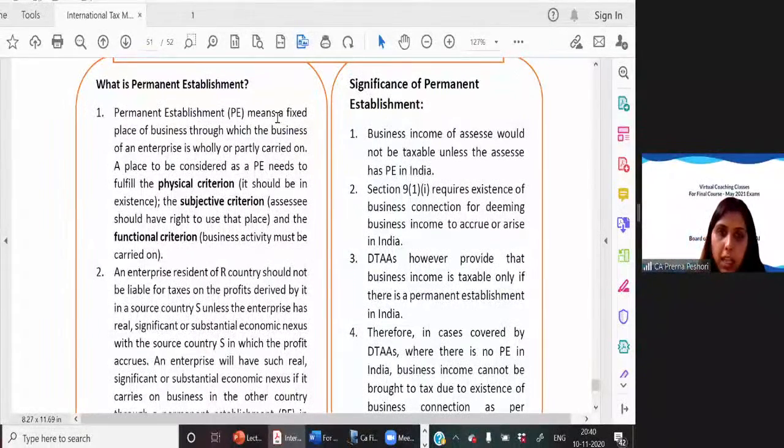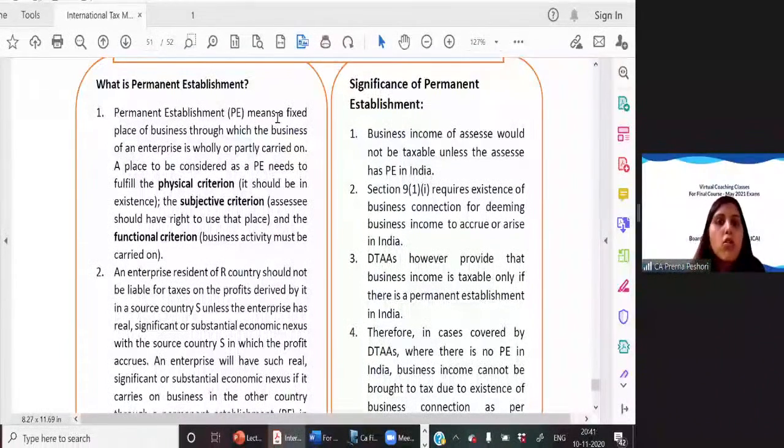Now, once you have a PE, then in that case, the profits attributable to PE are taxed in India. Similarly, you remember under section 9(1), I said only the profit attributable to operations carried out in India will be taxable when business connection is constituted. Similarly, under DTAA, when a PE is constituted, only the profits attributable to PE will be taxable in India. Is it clear?